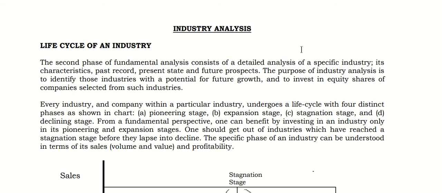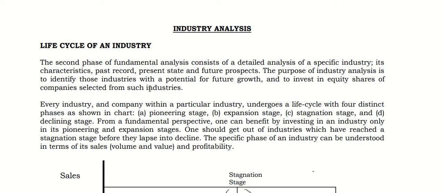So today we are starting with the industry analysis. That is the second step of fundamental analysis. In fundamental analysis, there are three steps: economic, industry, and company (EIC) analysis. In last class we discussed economic analysis, where the different parameters on the basis of which we pick an economy where we want to invest. Now the second step is industry analysis.